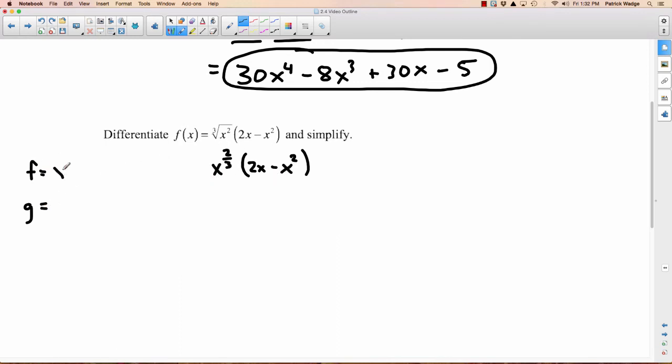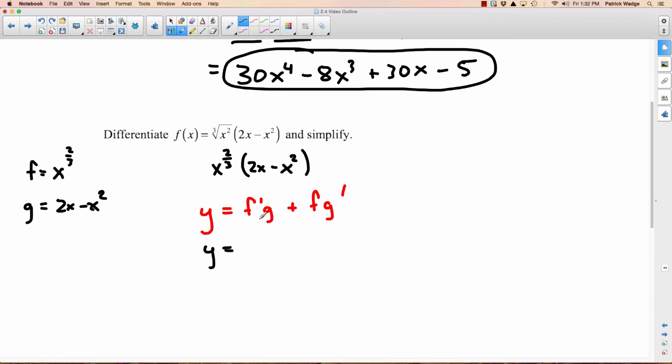Well, the f is x to the 2/3, and the g, what you're multiplying it by, is 2x minus x squared. And we use the same old formula. Should I write it again? Oh, what the heck. y equals f prime g plus f g prime, and away we go.